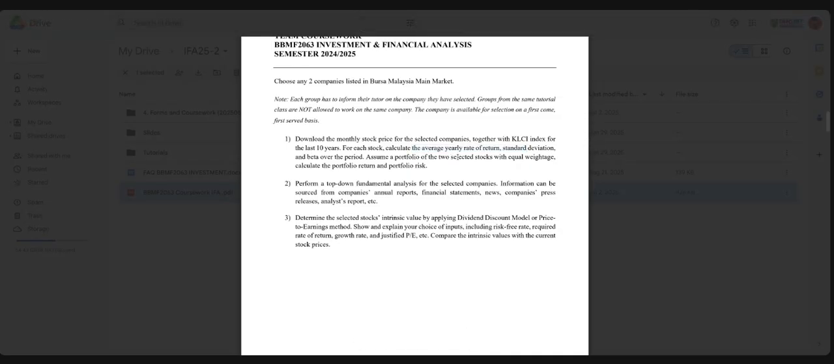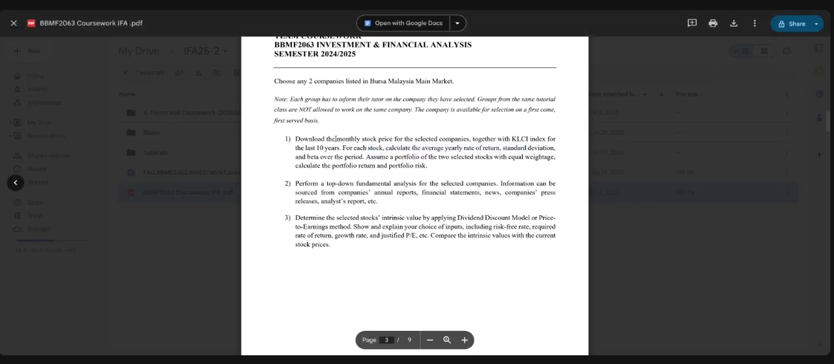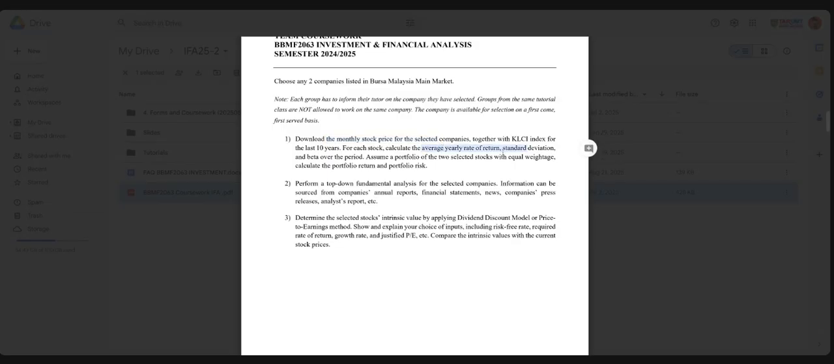Because last time you said it's monthly stock price for the last 10 years. For each stock, calculate the average yearly. But a lot of people calculate the monthly first, then from monthly they convert to yearly. So it depends on how you do it. Same formula, but just calculate the yearly one, the average yearly only.